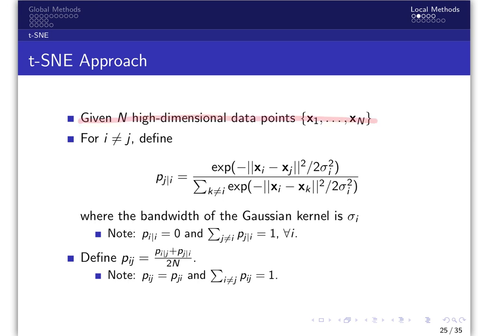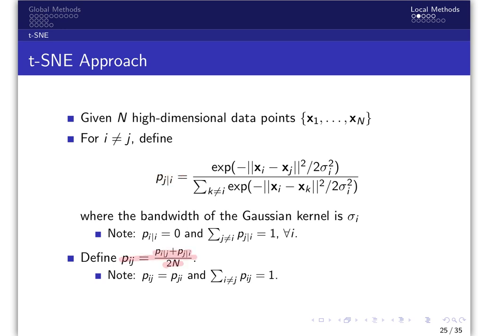Suppose we have n high-dimensional observations. For example, n subjects each having thousands of gene expression measurements. Consider two subjects i and j. We define the conditional probability of j given i. That is, for any two objects i not equal to j, the similarity of object x sub j to x sub i is the conditional probability p of j given i. That x sub i would pick x sub j as its neighbor if neighbors were picked in proportion to their probability density under a Gaussian kernel centered at x sub i.